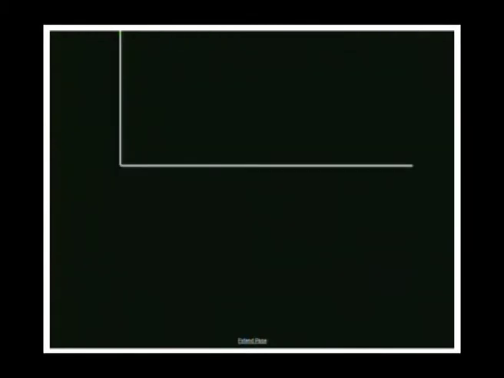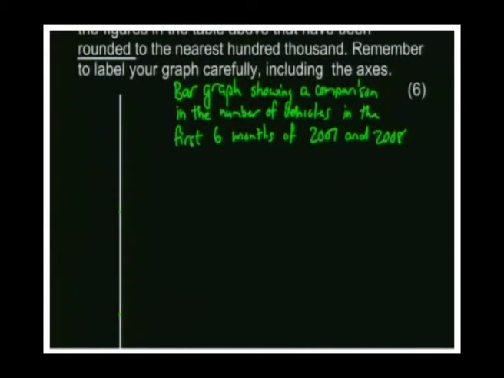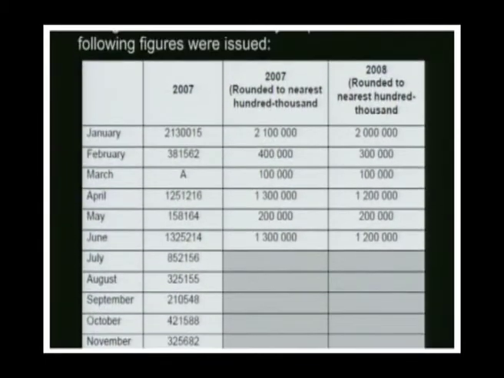At the bottom of our graph, we are going to label our months. We're going to have January, Feb, March, April, May, and June. Let's make sure that we've got 6. 1, 2, 3, 4, 5, 6. Perfect. And on the side, our axis on the side, it is going to be over here.